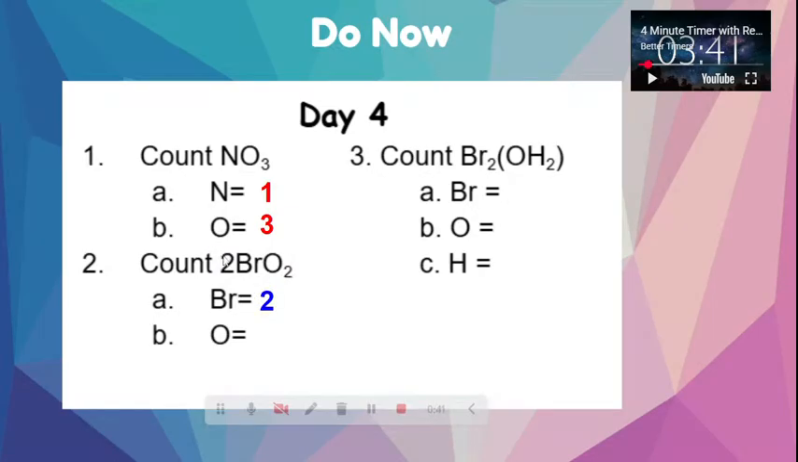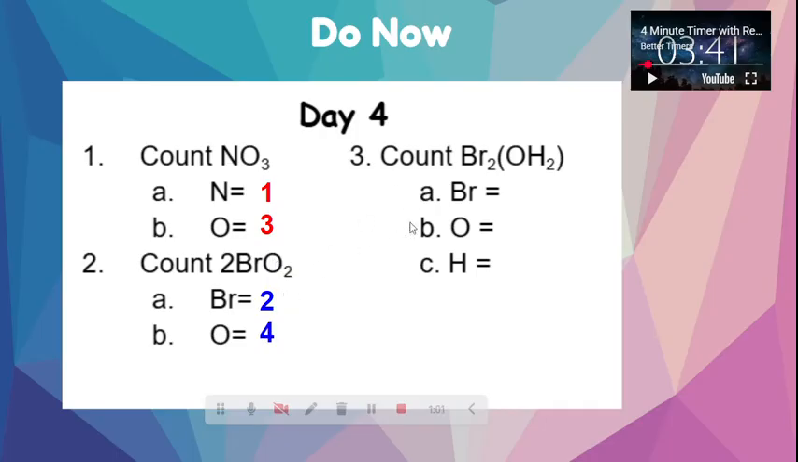Now that coefficient must be distributed to each of these elements. So as we just did, 2 times 1, which is 2. Now we need to do oxygen. So we have our coefficient times our subscript. That has to be distributed. So 2 times 2 is 4.